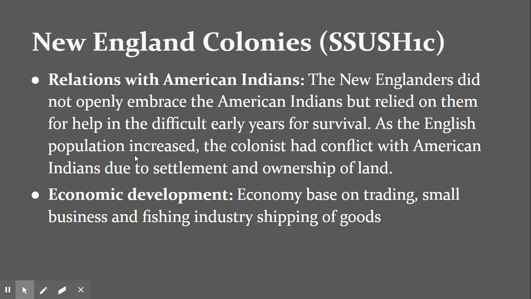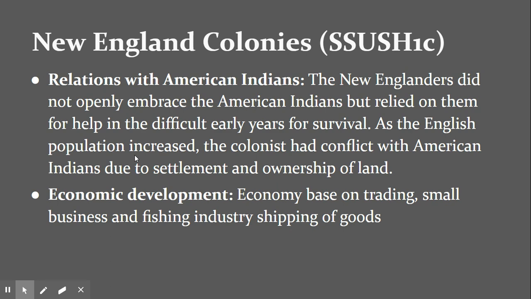So just like in the South, things start out kind of good at first, and then boom, they get worse as more and more people come. Because guess what? The more people you have show up, you've got to have new land to give those new people. You've got to have space for them, and the only way to have space for them is to take that land from the Native Americans.